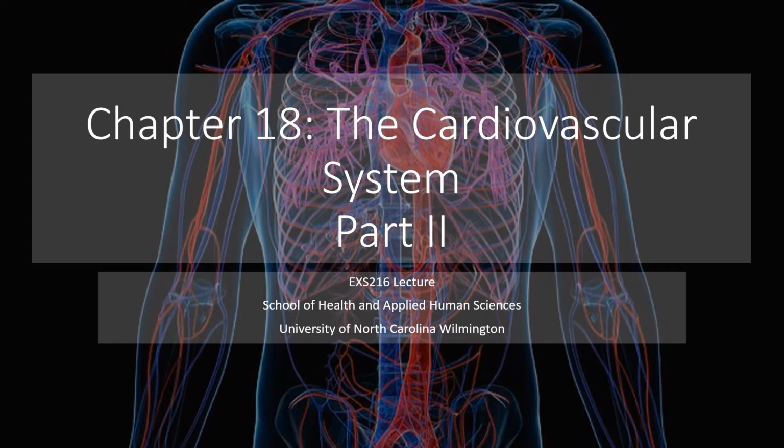Welcome to Chapter 18, the Cardiovascular System, Part 2 of 2. In Part 1, we studied the anatomy of the heart. We saw where the heart was located in the chest, and then went on to look at the protective coverings surrounding the heart. We looked at the external and internal anatomy of the heart, and ended with the flow of blood throughout the heart and coronary circulation.